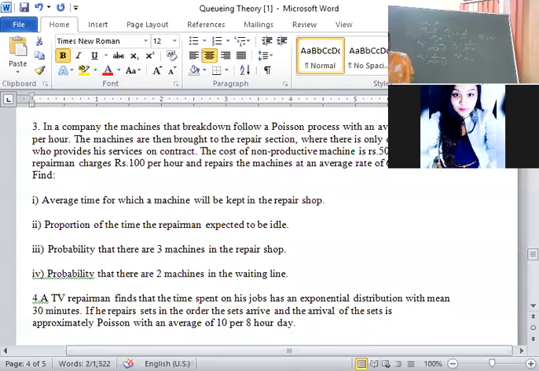Okay, right now solve it, students. Right now you know the formulas. The first one is the average time for which the machine is kept in the repair shop. That is, the first bit is WS. Here what is given? Lambda is given, mu is given. Lambda is 4 per hour. What is mu? Service rate is given in the last sentence, 6 per hour.